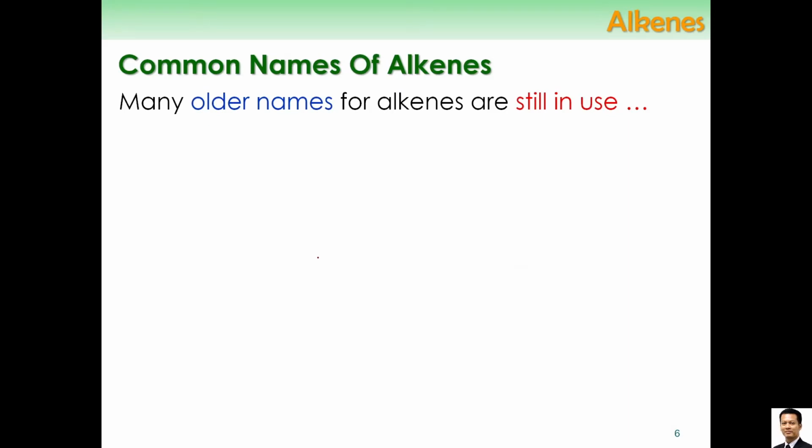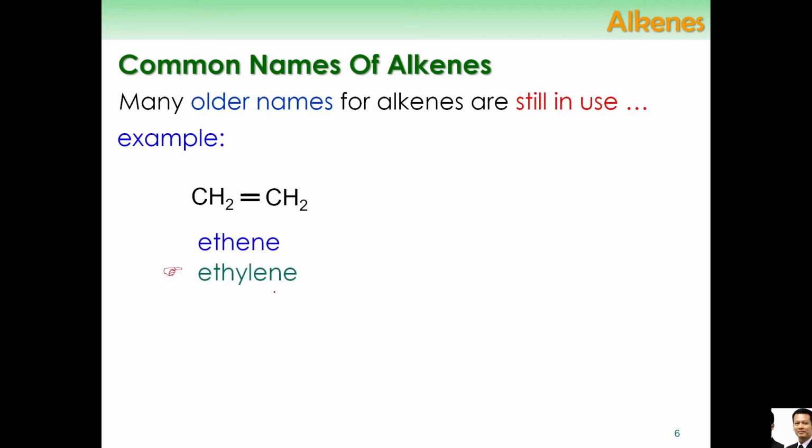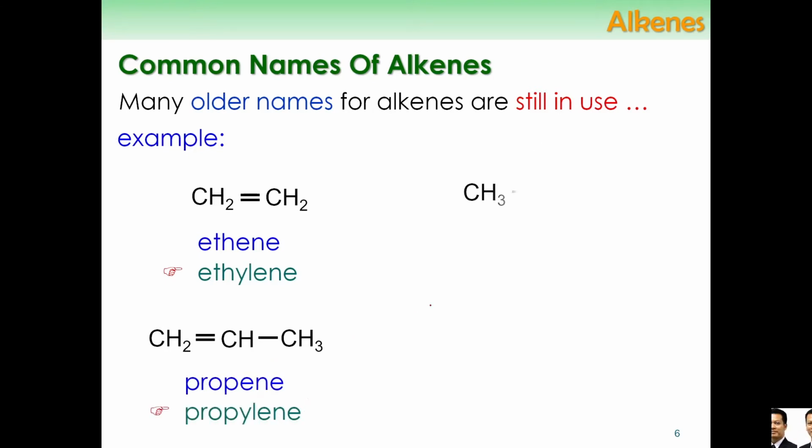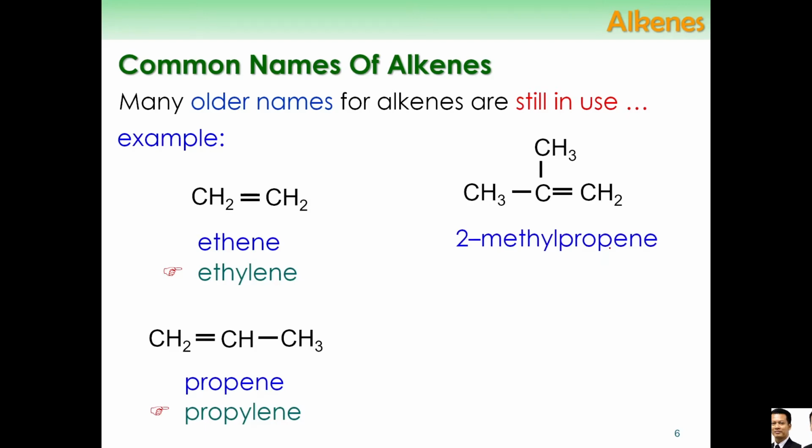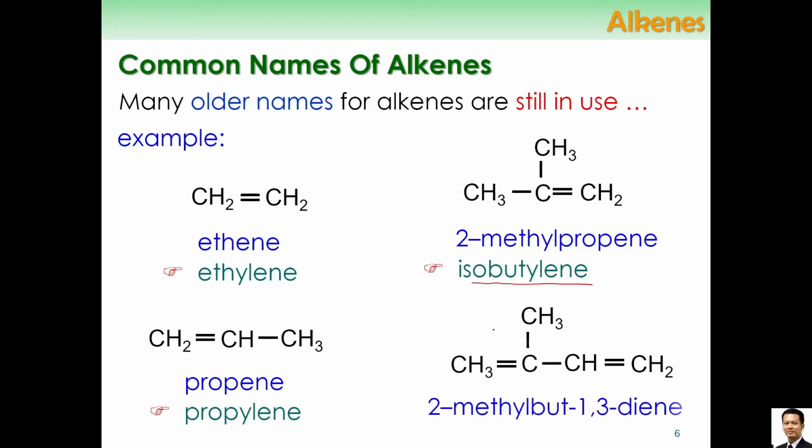There are some older names for alkenes that are still in use. For example, IUPAC name ethene is sometimes also called ethylene. IUPAC propene is sometimes also called propylene. 2-methylpropene in IUPAC, the old name is isobutylene. And IUPAC 2-methylbuta-1,3-diene is called isoprene.